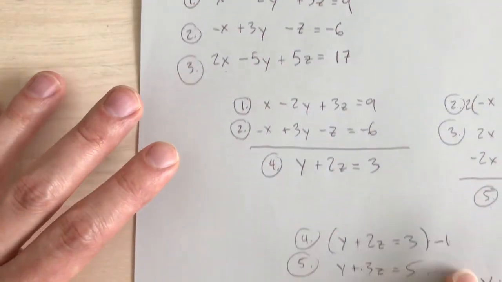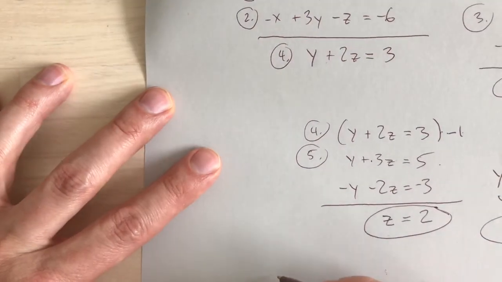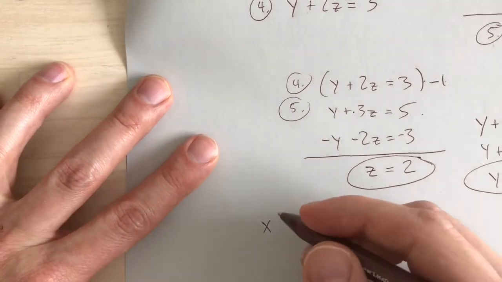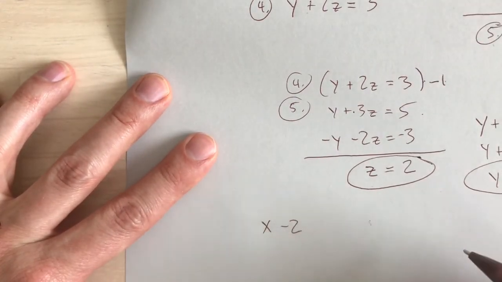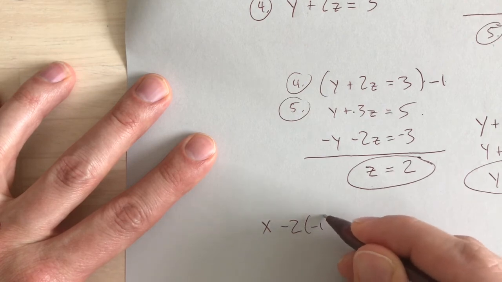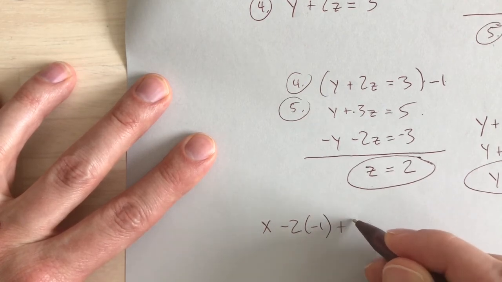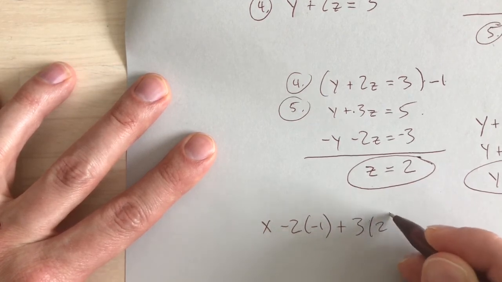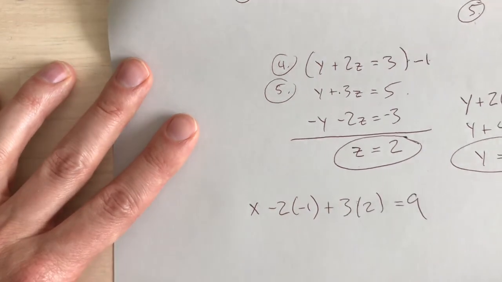So I'm just going to pick this first one. I'm going to rewrite it. x minus 2, but instead of y, I'm going to write in -1, plus 3z, but instead of z, I'm going to put 2, equals 9, and now I'm going to just solve for x.